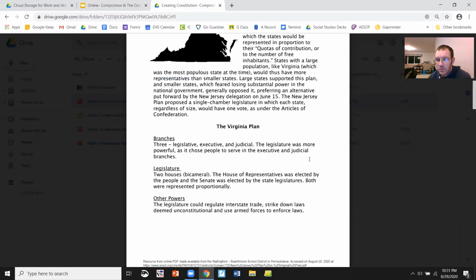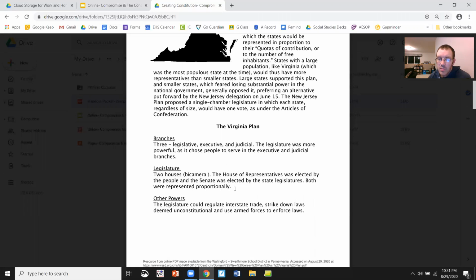The branches, there's 3, the legislative, the executive, the judicial. The legislative was more powerful as it chose people to serve in the executive and judicial branches. So 3 branches, legislative most powerful. The legislature has 2 houses, it's bicameral. The House of Representatives was elected by the people, and the Senate was elected by the state legislature.